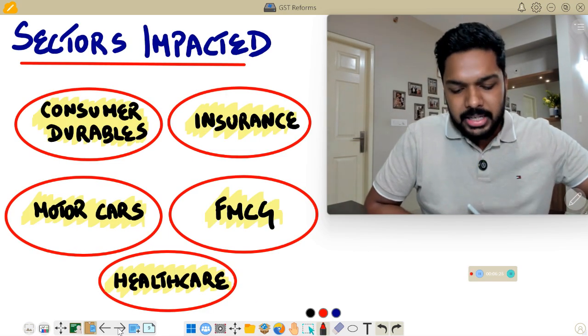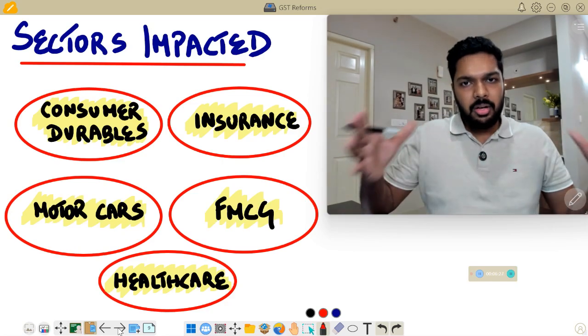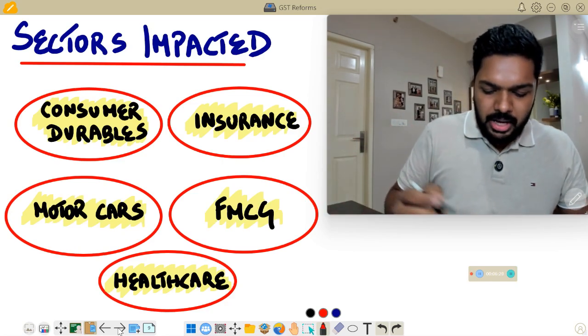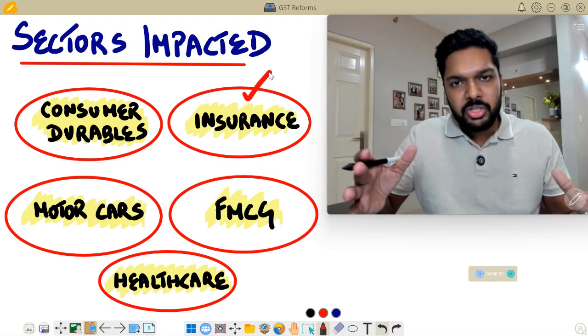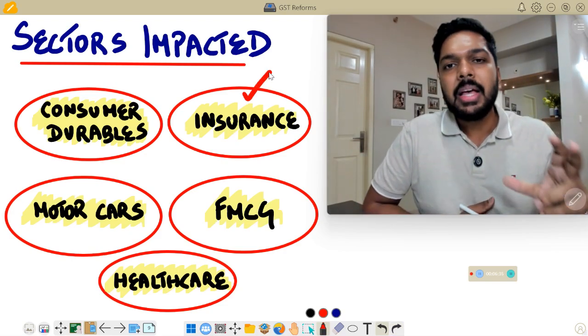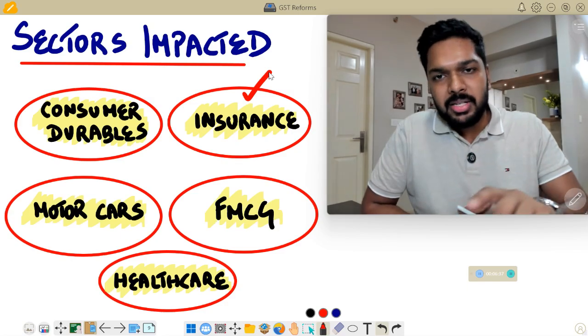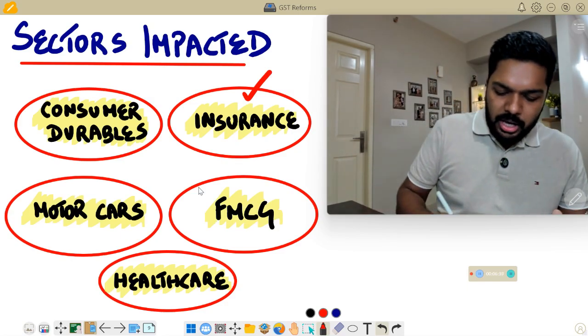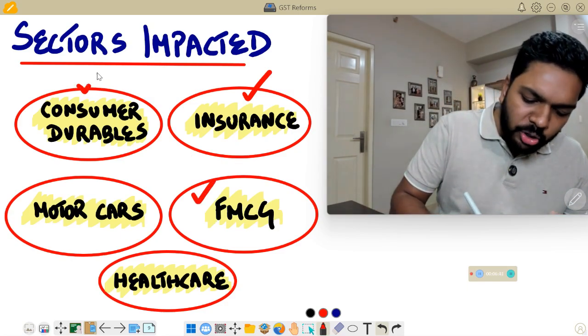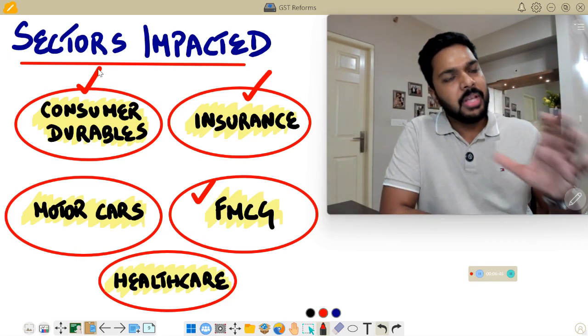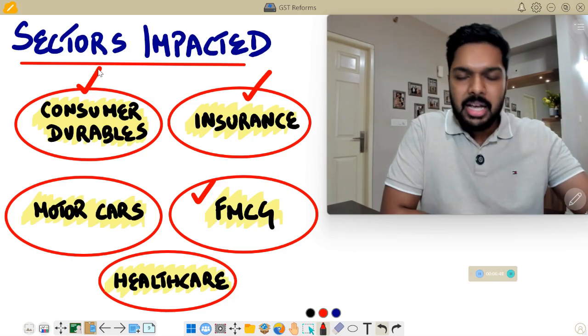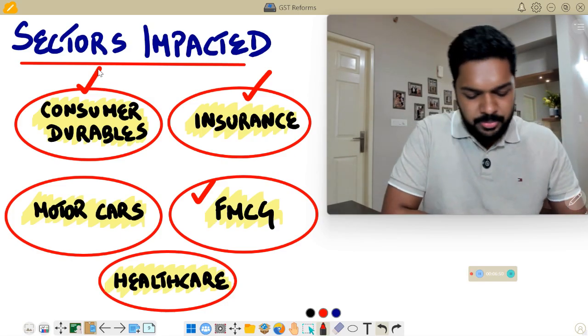Well, what are the sectors impacted because of this GST reform which will come into picture? Like I discussed before, the insurance market is going to see a big boost because insurance products are going to be cheaper. Insurance premiums will see 5% instead of 18 or 12%. Your FMCG and consumer durables industry will get a good impetus and boost because now it's going to be at 5%. FMCG is your daily essentials and household items.